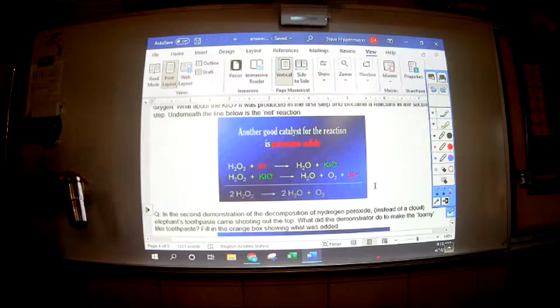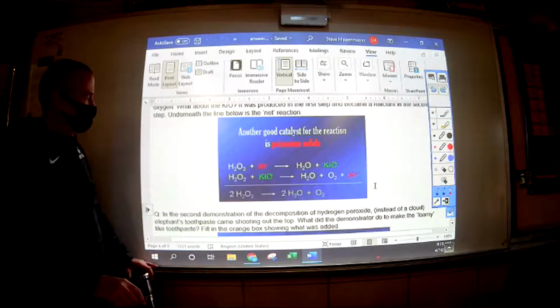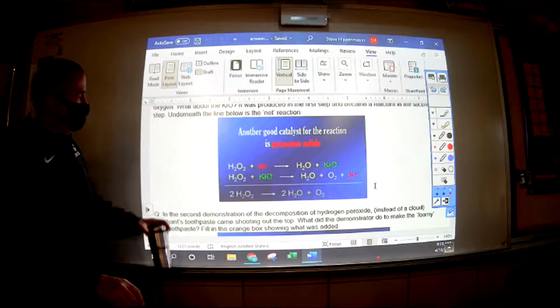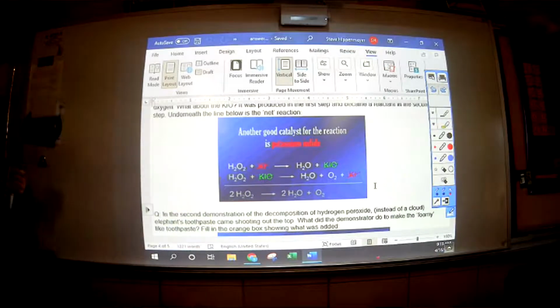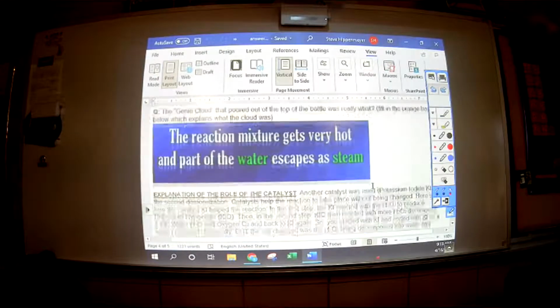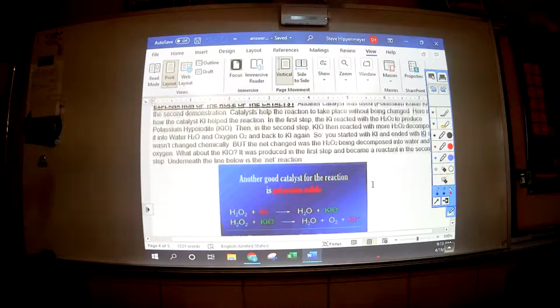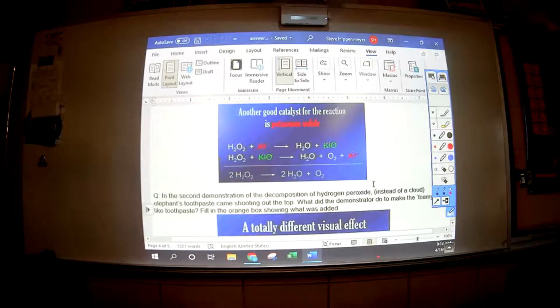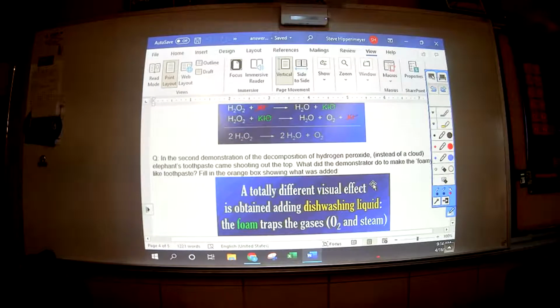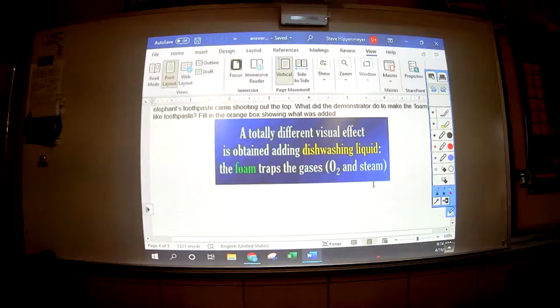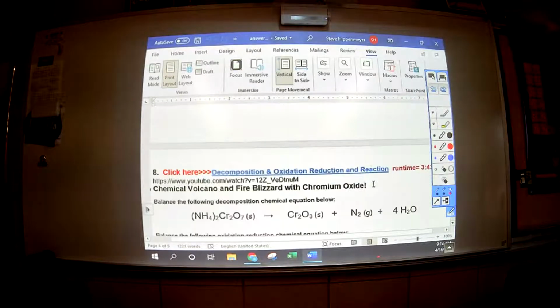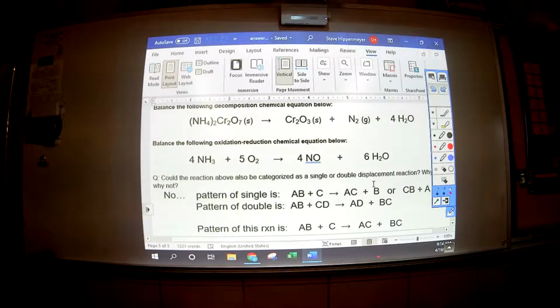On this reaction right here, there was an explanation of how the catalyst, in this case potassium iodide, works. If you want to know the role of the catalyst, take the time to read that, because a lot of people are not sure what catalysts actually do. They help reactions, but they themselves are not consumed in the reaction. They help them to occur. How about here?